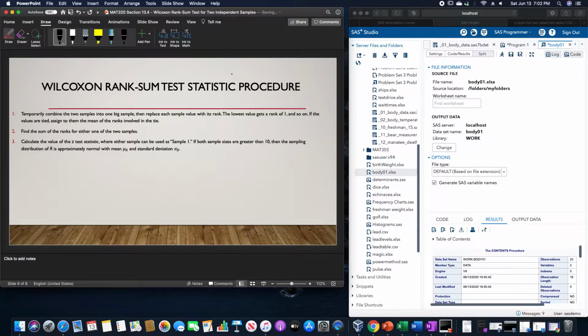And the procedure that we can use in order to calculate this is to temporarily combine the two samples into one big sample, then replace each sample value with its rank. Lowest value gets a rank of 1, and so on. If the values are tied, assign to them the mean of the ranks involved in the tie. Then find the sum of the ranks for either of the two samples. Calculate the value of the z-test statistic, where either sample can be used as sample 1. If both samples are greater than 10, then the sampling distribution of R is approximately normal, with a mean mu(R) and standard deviation σ(R).